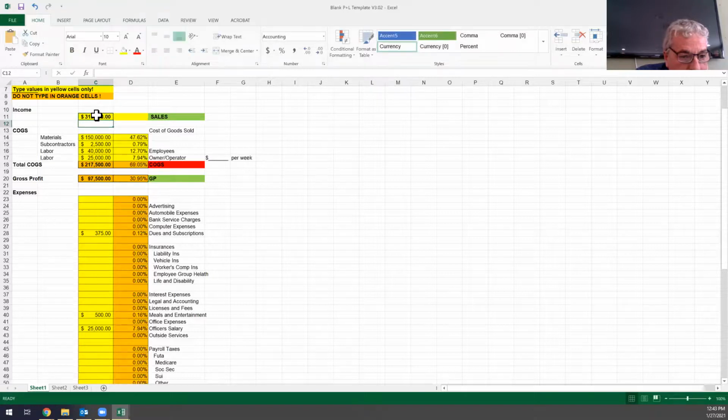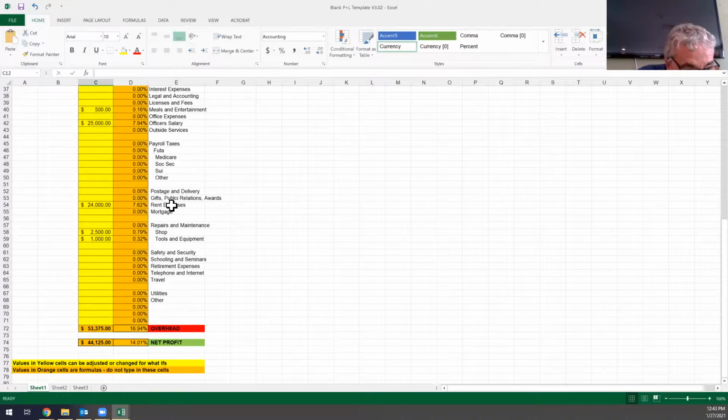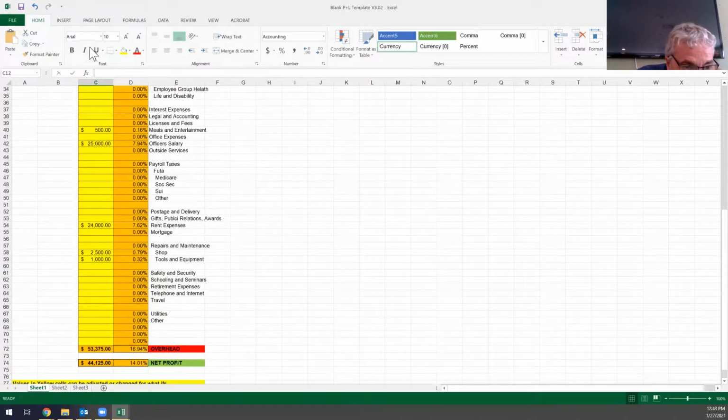See what it does to the bottom line. You just made 30, now you're making 31%. Now you get 44 grand. Press undo for a minute while you're on that part of the screen.